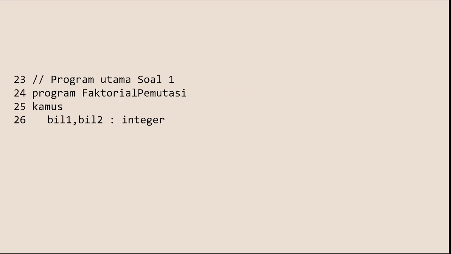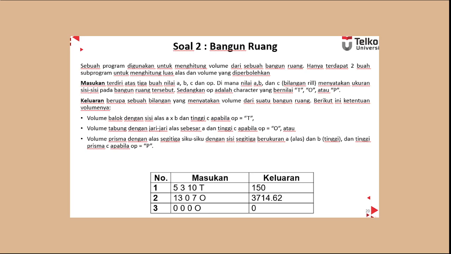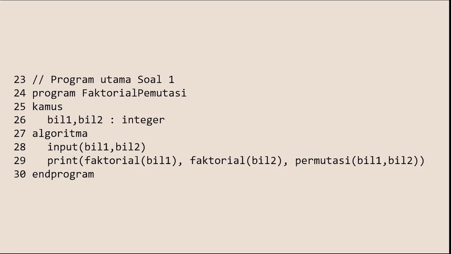Finally, in the main function, we will just input the integer 1 and integer 2, and then we are going to call the factorial and permutation functions. As you can see here, we are going to output factorial of integer 1 and then factorial of integer 2, and then the last one is permutation of integer 1 and integer 2. So that's it.